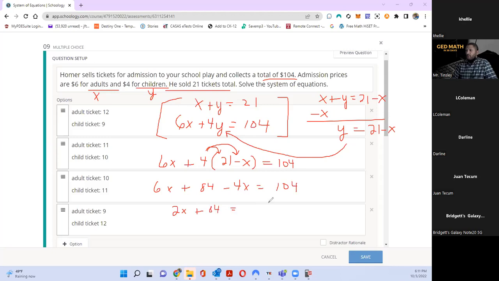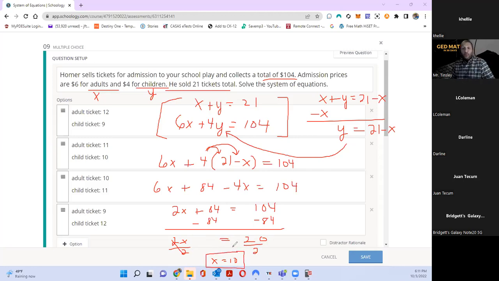Equals 104. I'm going to subtract 84 from both sides. Now this becomes a two-step algebraic equation. We get 2x equals 20. Now we divide both sides by 2. We get x is equal to 10. Since we know the number of tickets must add up to 21, we know Y is 11.